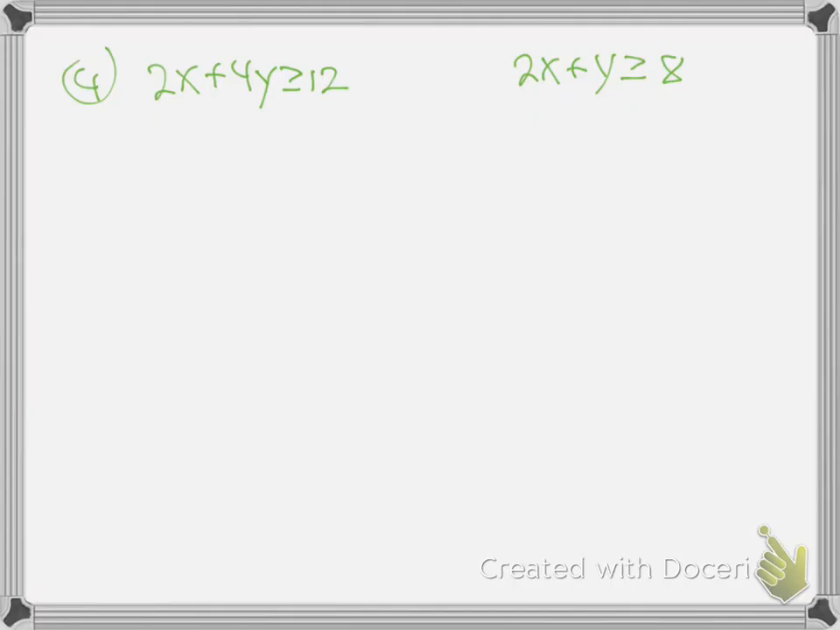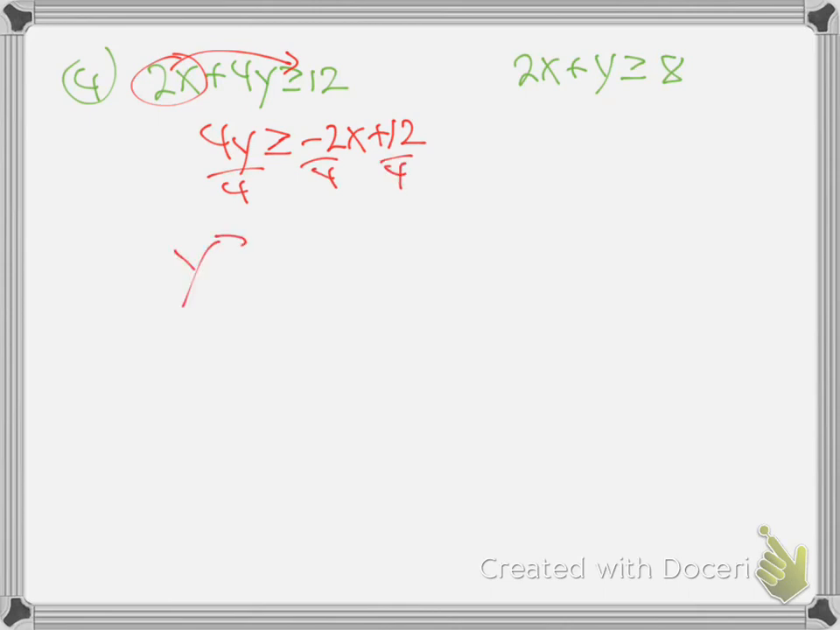Okay, so let's graph them. Same thing as usual. Get y alone, grab the 2x, jump it over. 4y greater than or equal to minus 2x plus 12, divide by 4. Y greater than or equal to minus a half x plus 3, just reduce that 2/4 to be a half. Good. And I would just put this into your calculator.